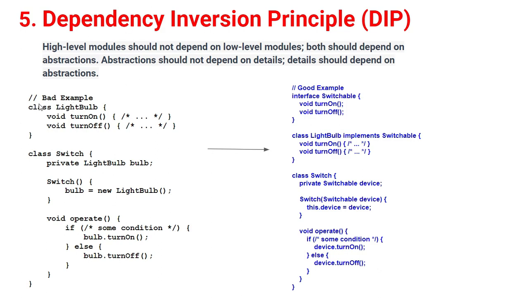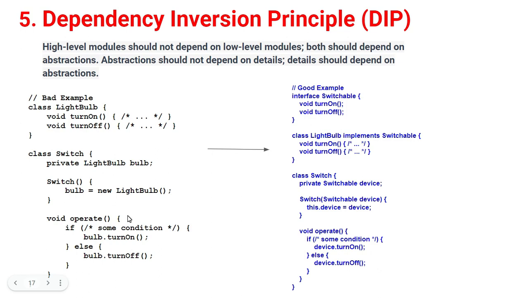What they are saying is, in the bad example we have a light bulb. A light bulb has two methods, turn on and turn off. We have provided the implementation in the light bulb also. When we are using the switch and doing switch on or off, at that time we are passing one object to the switch, and here we have given a light bulb, so it will only work with a light bulb, right? It's only a light bulb, and the object will be created and then we can operate it, based on the conditions.